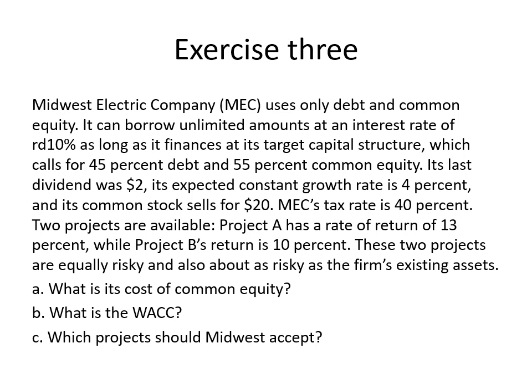But here the dividend is its last dividend, which means I am going to multiply the 2 by 1 plus the growth rate, which is the 4%. And the common stock price for each share is $20 per share. The required here is to calculate the cost of common stock, the WACC, the weighted average cost of capital, and which project should Midwest accept. He asked me here about two projects. Project A has a rate of return of 13% and project B has a rate of return of 10%.